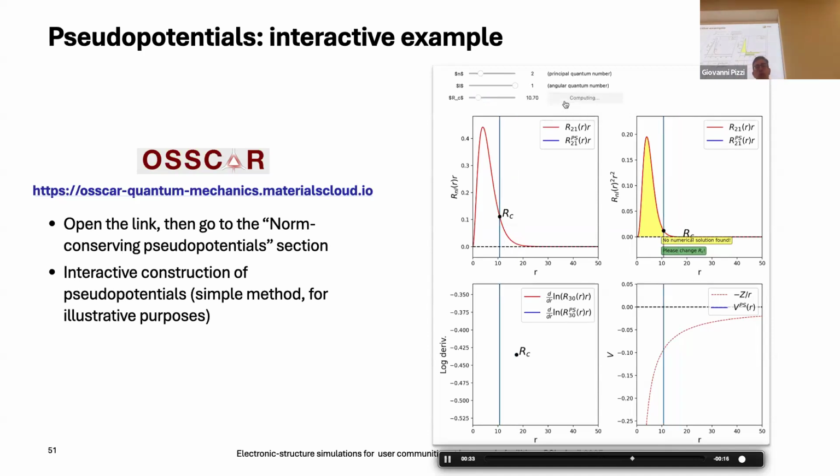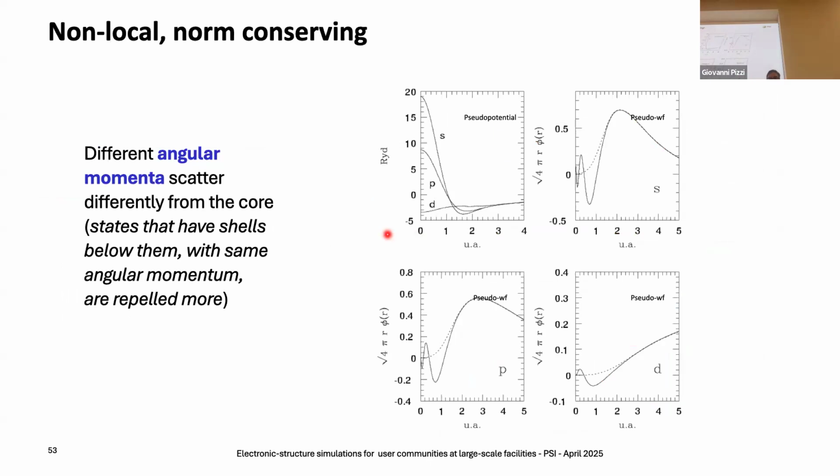And the most important thing I want you to remember is that now the behavior depends on the angular channel. If you don't have pseudopotentials, the potential is Z over R, 13 over R, whatever electron you have, whatever its angular momentum. When you start using norm-conserving pseudopotentials, you have a non-local or semi-local potential, because the effect of the potential depends on whether you have an S-like wave function, a P-like, a D-like, etc. So you have to decompose your wave function into its angular channels and apply a different potential for each of them.